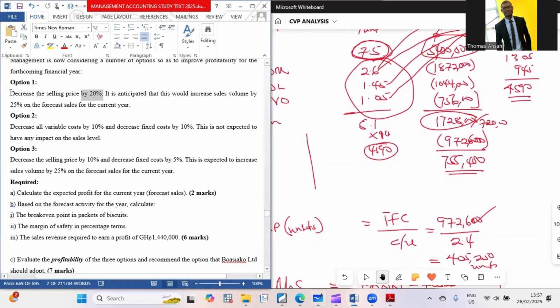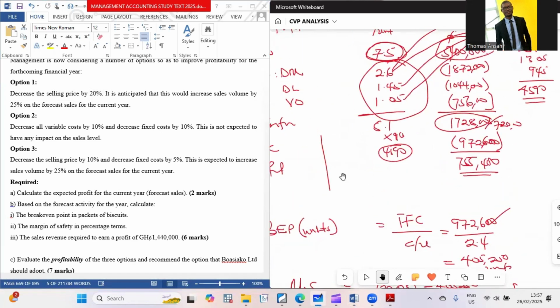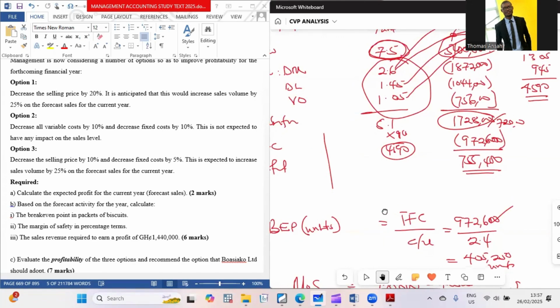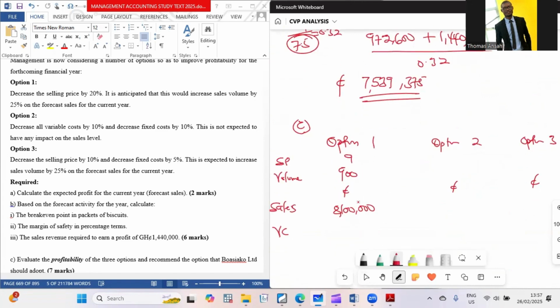Hey, it's a decrease rather, right? Whoa, what have we done? So let's check it. If it is to decrease, it will be 0.8 multiplied by 7.5, right? That is 6. So actually this side is 6. Wow, so let me correct this.